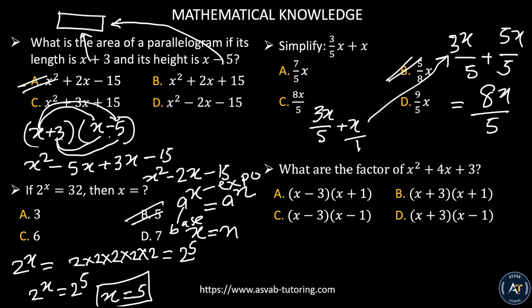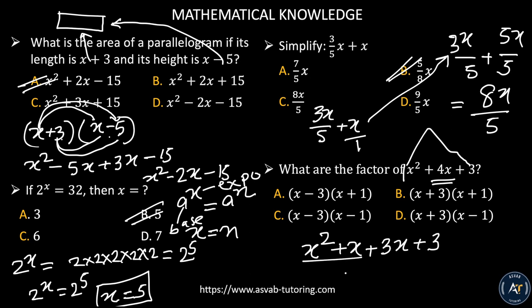Next question. What is the factor of x square plus 4x plus 3? So you need to factorize. What you have to do is the middle factor. You have to multiply the first coefficient with the last number, so that gives you 3 times 1 is 3. And then you have to split the middle term. So let's do that. That gives you x square plus x plus 3x plus 3.